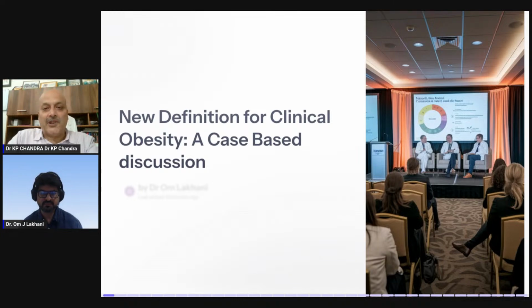The way the definition of even NAFLD has changed, similarly, the approach to obesity has changed. And we need to understand how this obesity is affecting our metabolic profile, and thus we will try to understand newer approaches which would incorporate body composition, metabolic health, and adiposity related complications in defining obesity, and then using appropriate methods to treat obesity wherever required. So over to you, Dr. Om J. Lakhani, to begin the session.